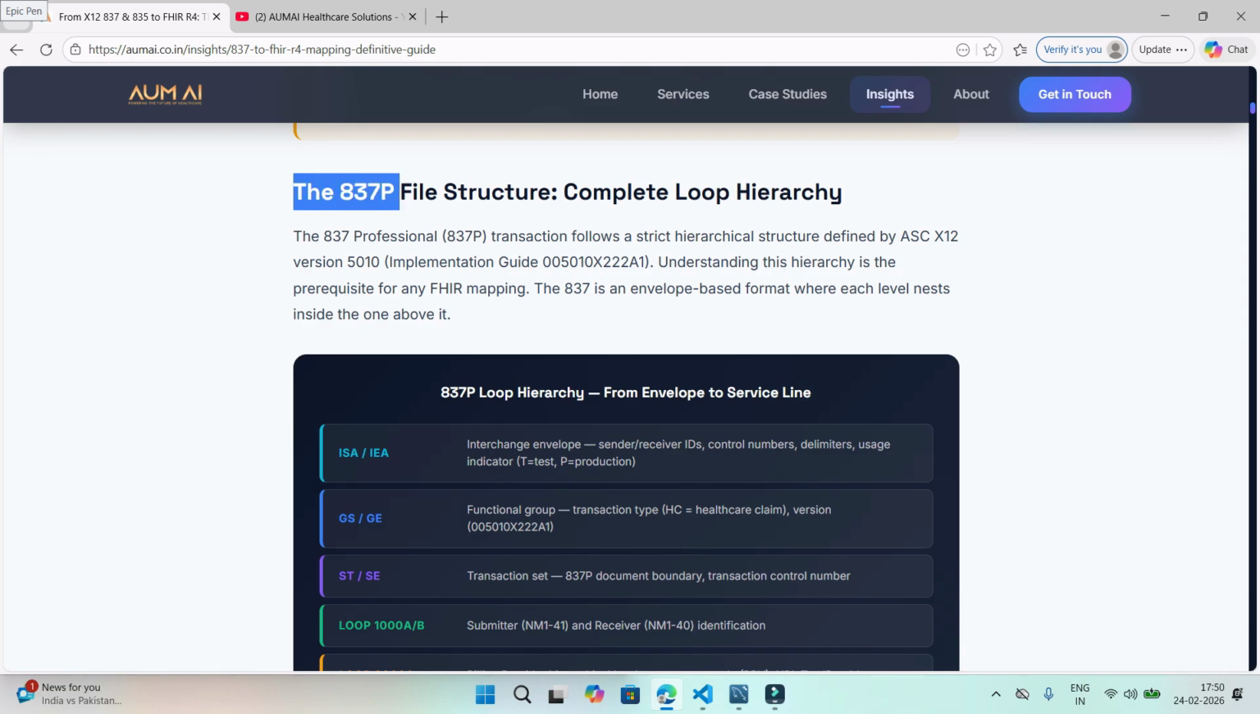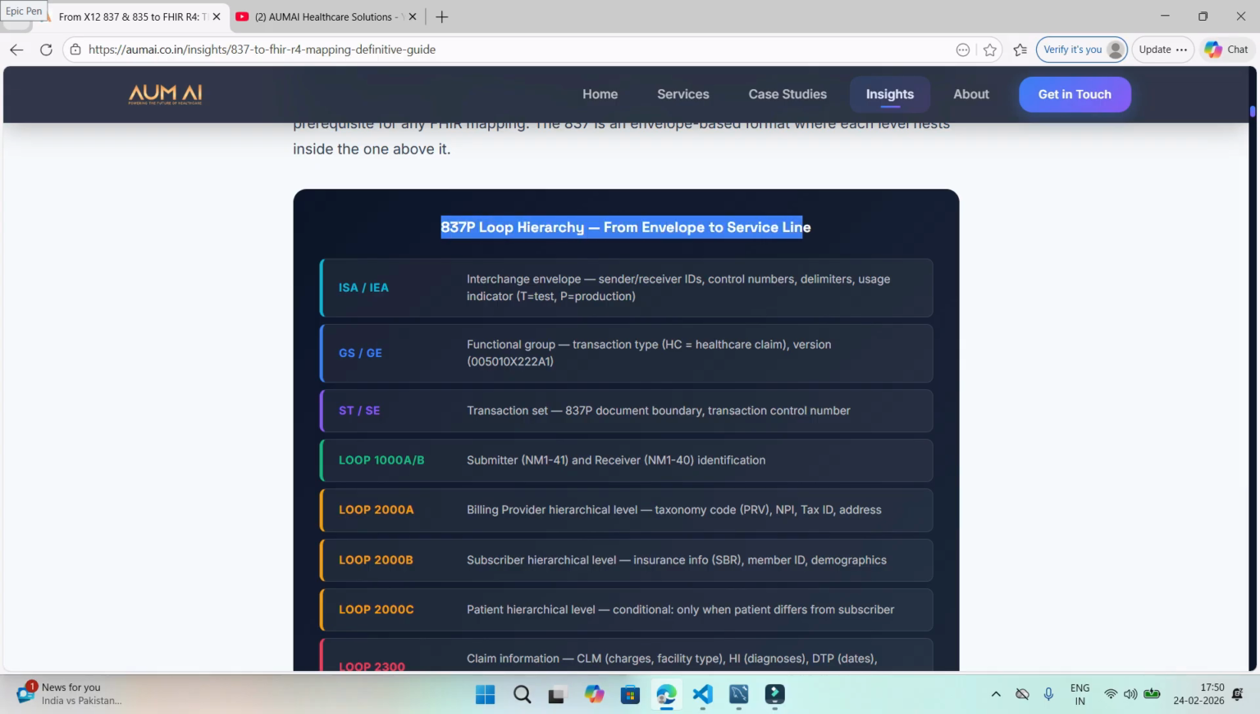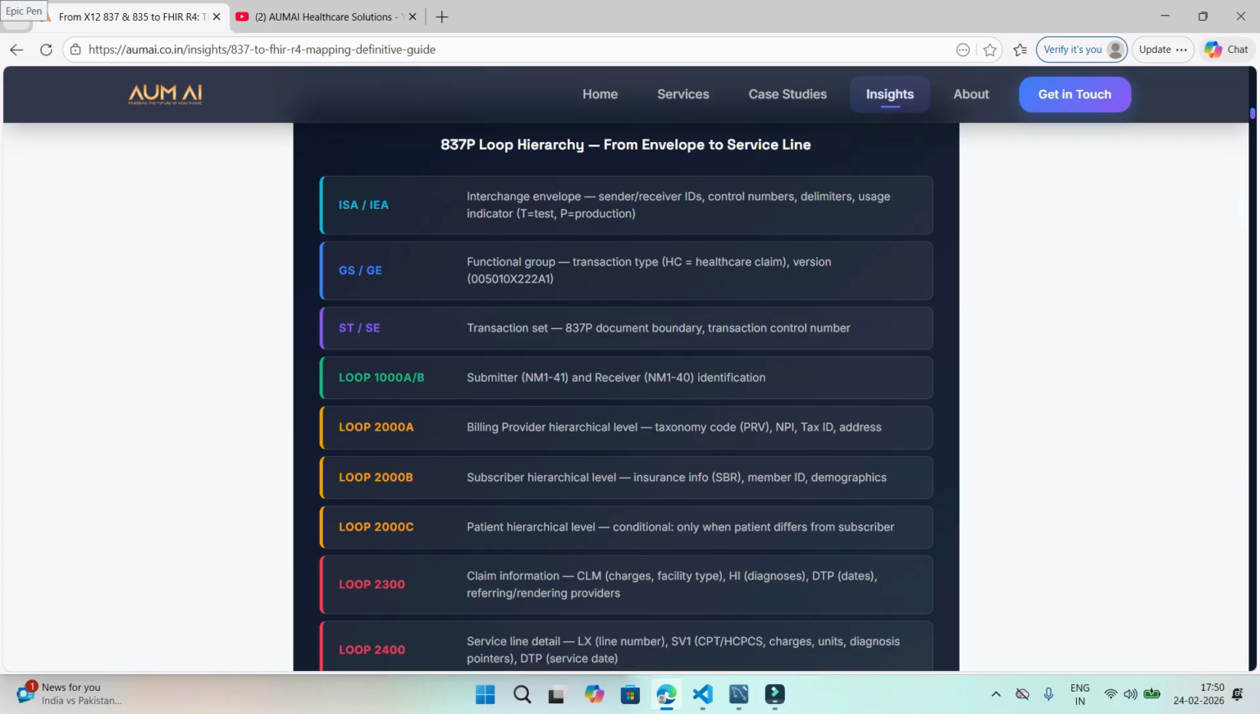So guys, let's start with the 837P, which means 837 professional. It follows a strict hierarchical structure. Think of it like nested envelopes. So if you see here on the screen, at the top you have ISA IEA. That is the interchange envelope, which contains the sender ID, receiver ID, control number. And then this is the GS GE. It's called the functional group.